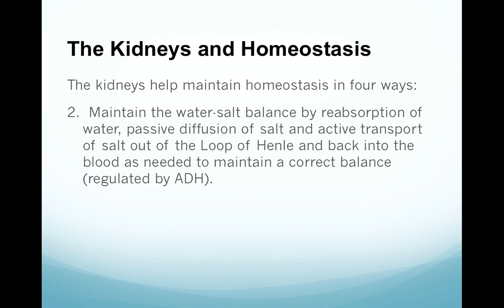The second way is that they maintain the water-salt balance by reabsorption of water and passive diffusion of salt and active transport of salt out of one section of the nephron called the loop of Henle and back into the blood. And they do this as needed to maintain a correct balance in the blood. And this is regulated by a hormone, anti-diuretic hormone, ADH, that we will talk about in the endocrine system, which is coming up next.